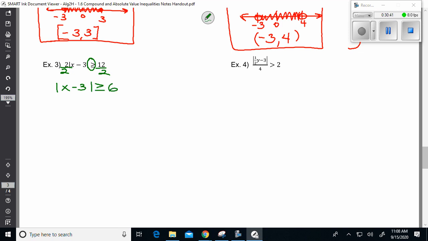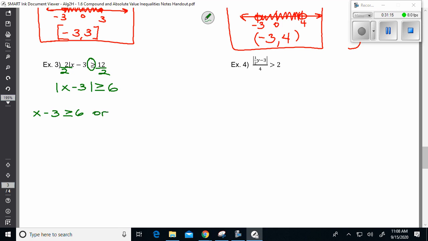So divide by 2 first. Get the absolute value isolated. Once the absolute value is isolated, this is how you do the conversion. You do it once as is: x minus 3 greater than or equal to 6. Once as is.